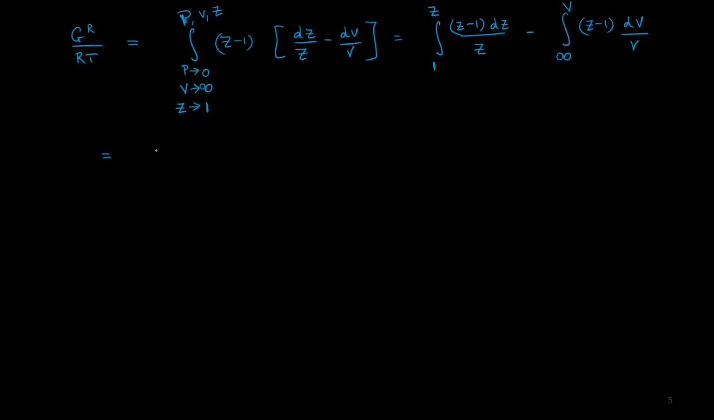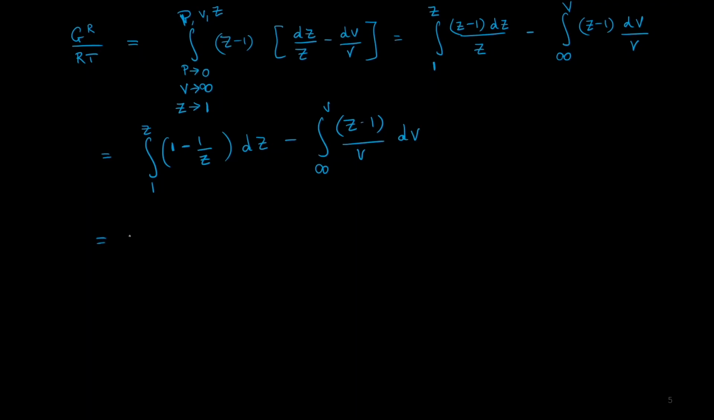And the first one is essentially Z minus 1 minus ln, right? So if you think about it, let's write it explicitly, maybe that will help. It is the integral of 1 to Z, (Z minus 1) by Z, which is 1 minus 1 over Z dZ, right, minus the integral of infinity to V, (Z minus 1) over V dV.